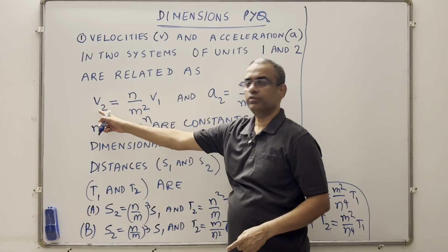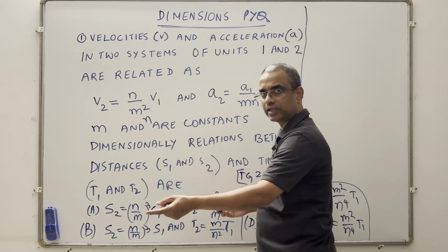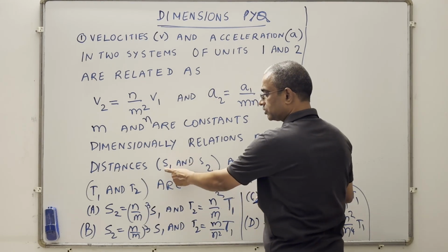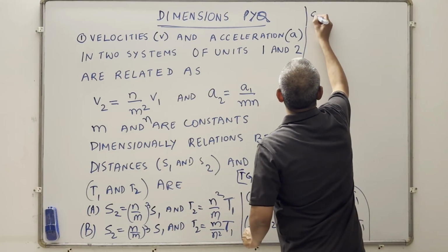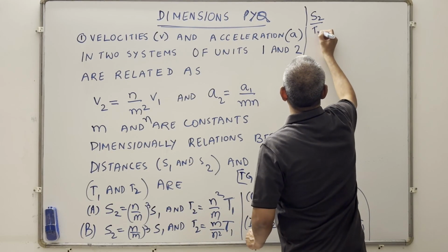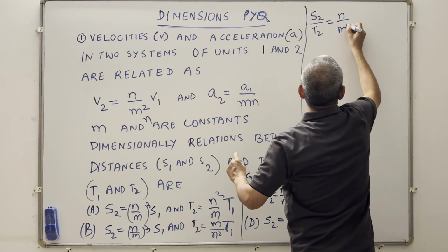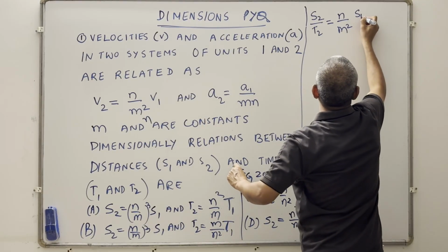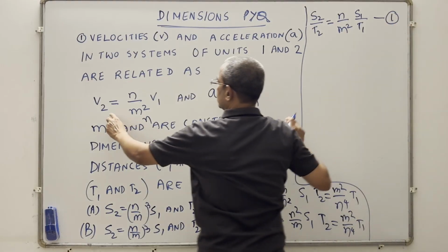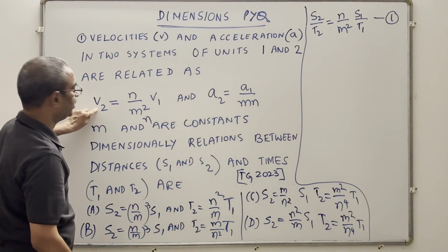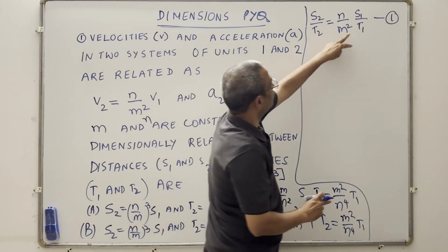What are the dimensions of velocity? Distance by time. Since they have given it is length by time, or displacement by time, but because they have mentioned S1, we'll take it as S1. So V2, which is S2 by T2, is equal to n by m square into S1 by T1. We have written this equation in that form.